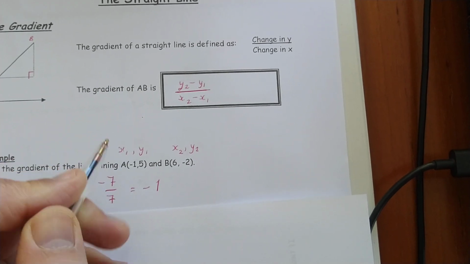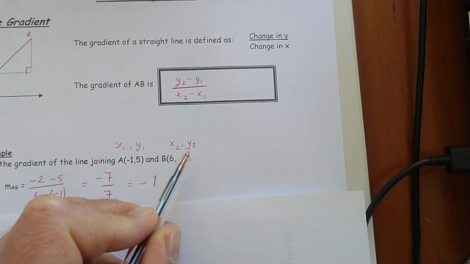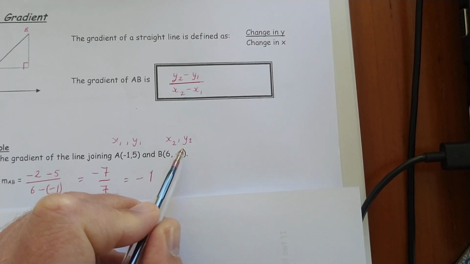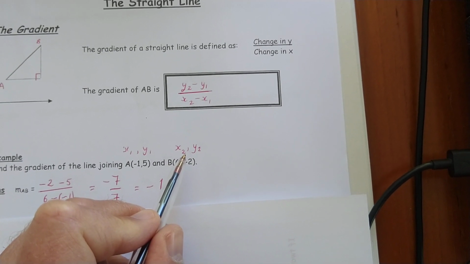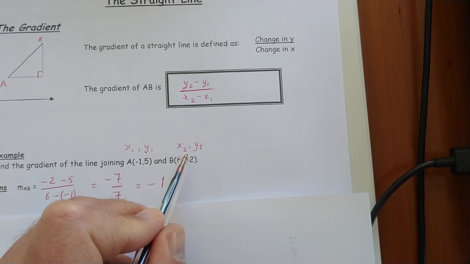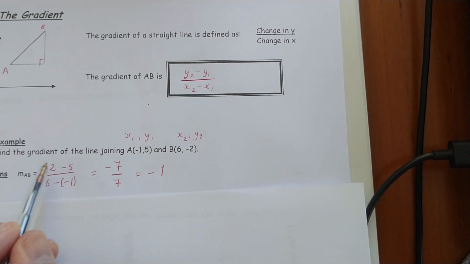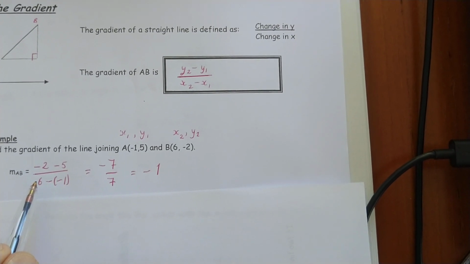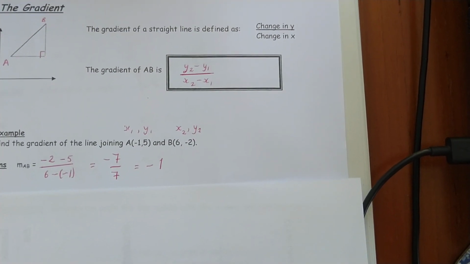And the second thing is, it doesn't matter which you call point 2 and point 1. I've called the first one point 1 and the second one point 2, just seems to make sense. But if you want, you could call this one point 1. Just if you swap the two numbers on the top here, make sure you also swap the two numbers on the bottom there. It will still work out to give you an answer of negative 1.